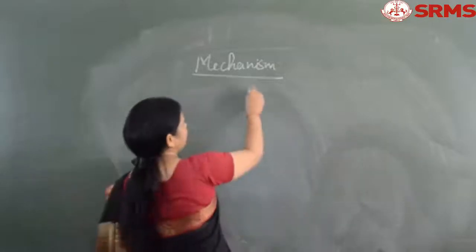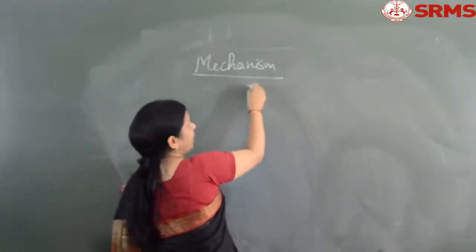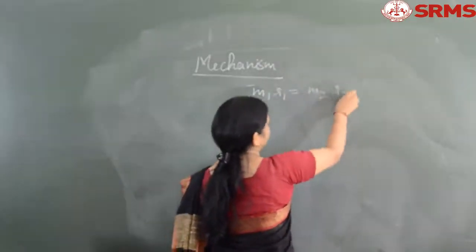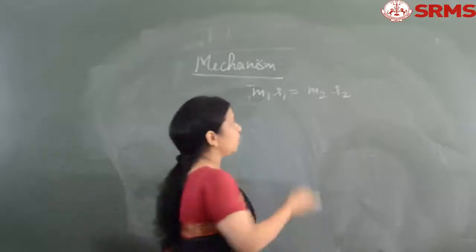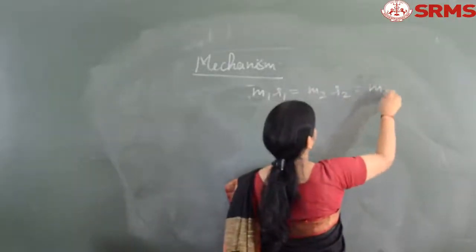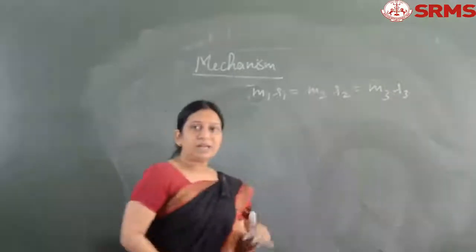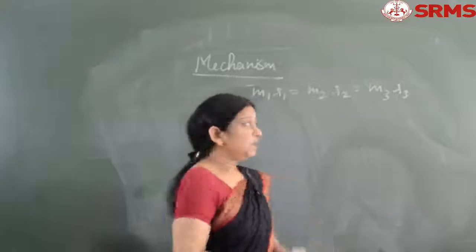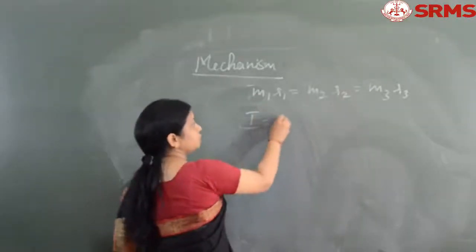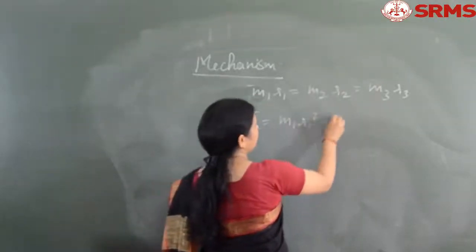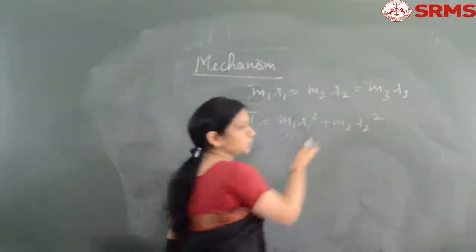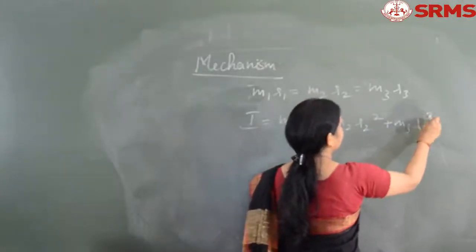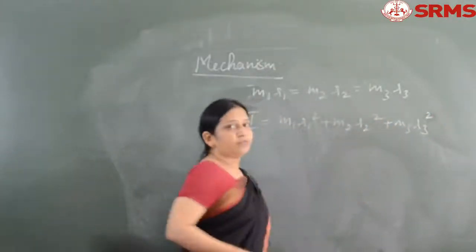The reason is, for diatomic molecules I have m1r1 is equal to m2r2. If I take a triatomic molecule, then I will have one more term, which is r3. If I take a tetraatomic molecule, I am going to add one more term. Similarly, the equation of moment of inertia will be m1r1 square plus m2r2 square. This is for a diatomic molecule. But for a triatomic molecule, I am going to have three terms.